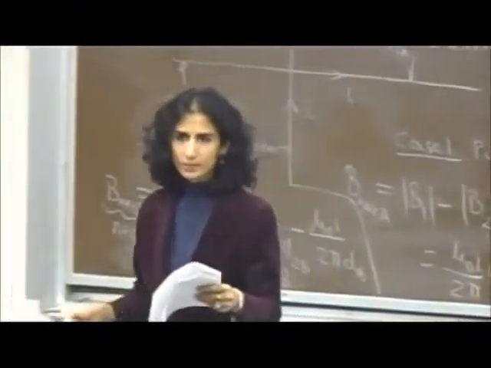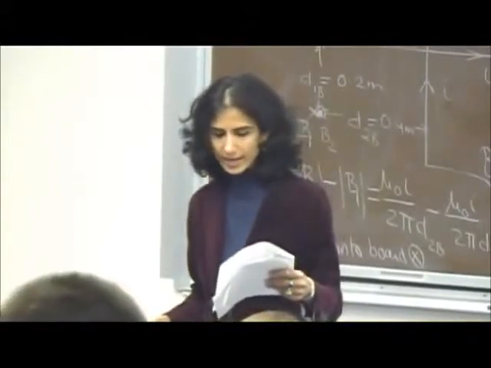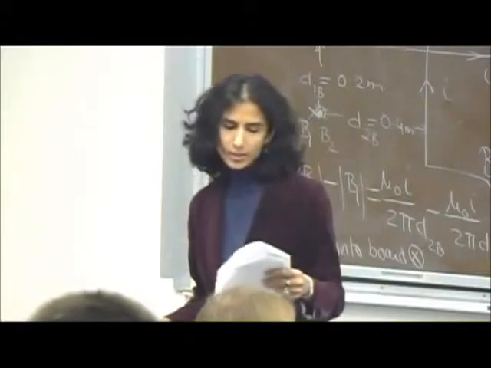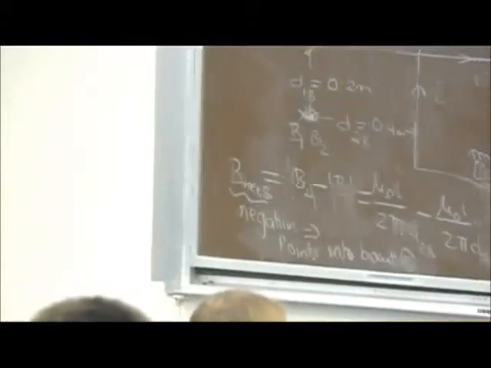Any questions about this? Okay, let's look at the next question. It says, two conducting loops carry current I in the same direction as shown in the figure. If the current in the upper loop suddenly goes to zero, what will happen to the current in the bottom loop according to Lenz's law? So basically, this is the situation.